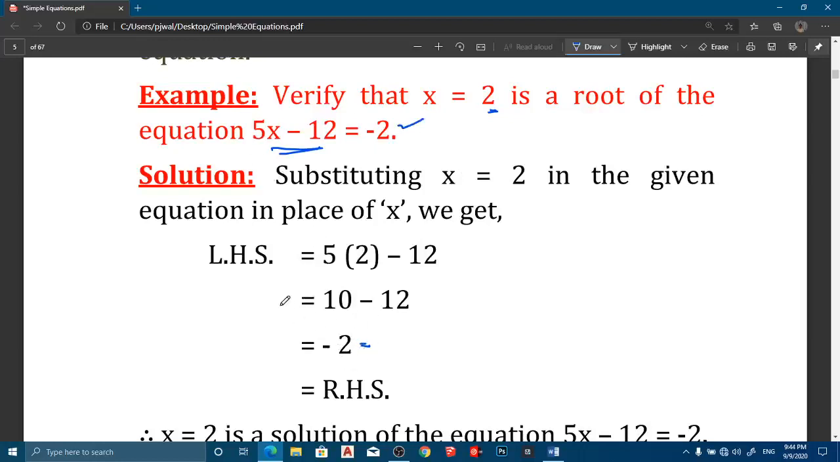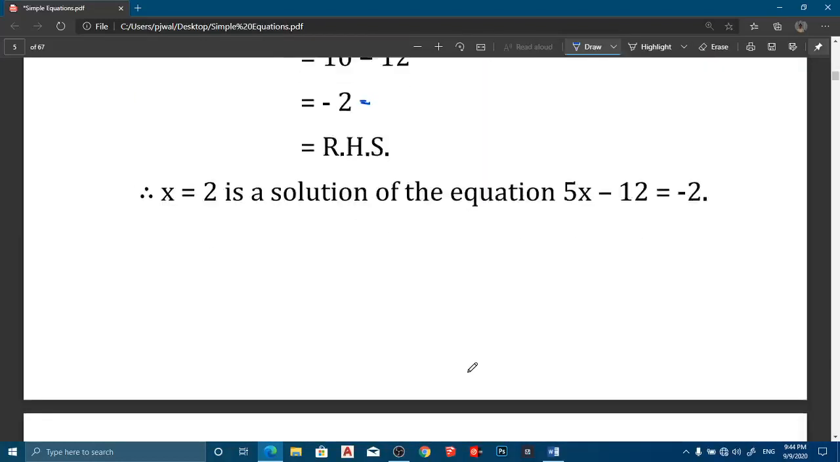Means for the value of x is equal to 2, the equation is becoming true. This statement is becoming true. That's why x is equal to 2 is the solution or a root of this given equation. Solution or the root of the given equation.